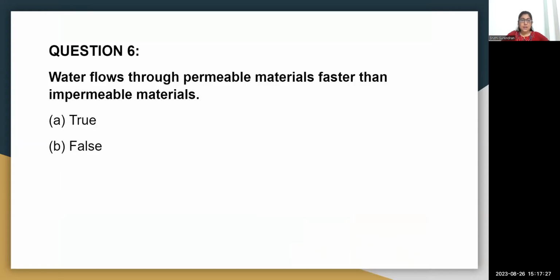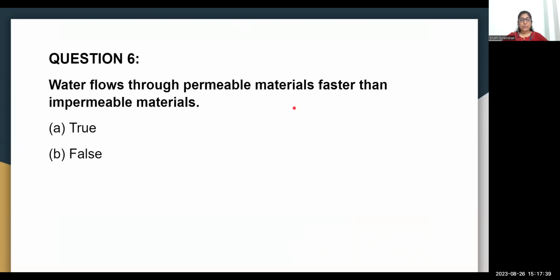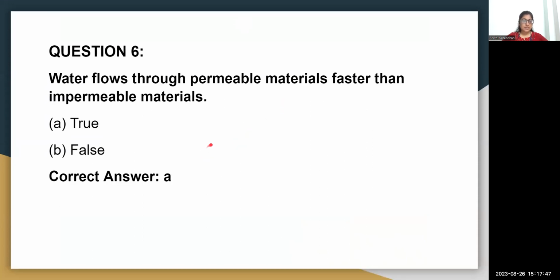The sixth question: water flows through permeable materials faster than impermeable materials. Is this true or false? Correct. Water does flow faster through permeable materials than impermeable materials. This doesn't need much explanation. The correct answer is option A.